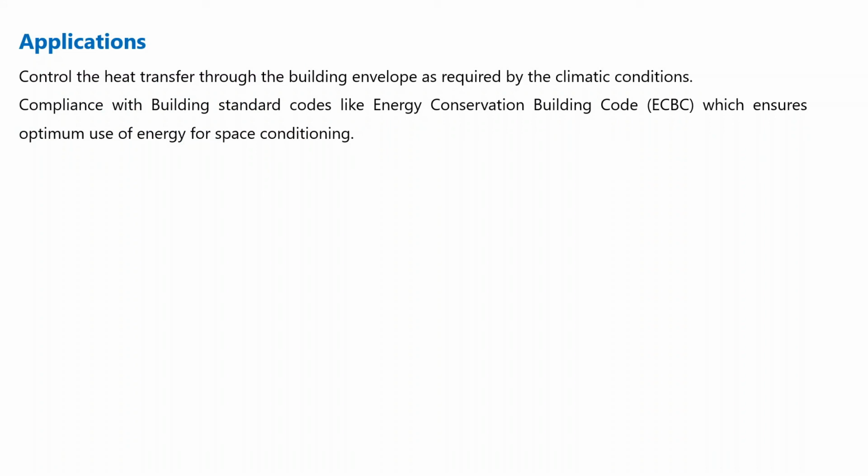Now, where do we apply the U value? The concept of U value is that when the U value is lower, the building construction is more insulated. So when you don't want to allow the exterior heat into the interior, then the construction system should have a lower U value. So it controls the heat transfer through the building as required by different climatic conditions. And there are different building standards like ECBC, Energy Conservation Building Code in India, which ensures the optimum use of energy for space conditioning. In such standards, they prescribe the optimum U value for different climates.